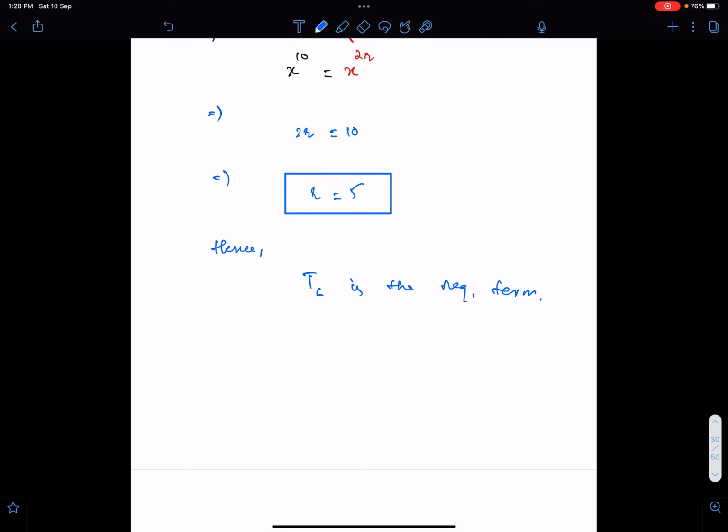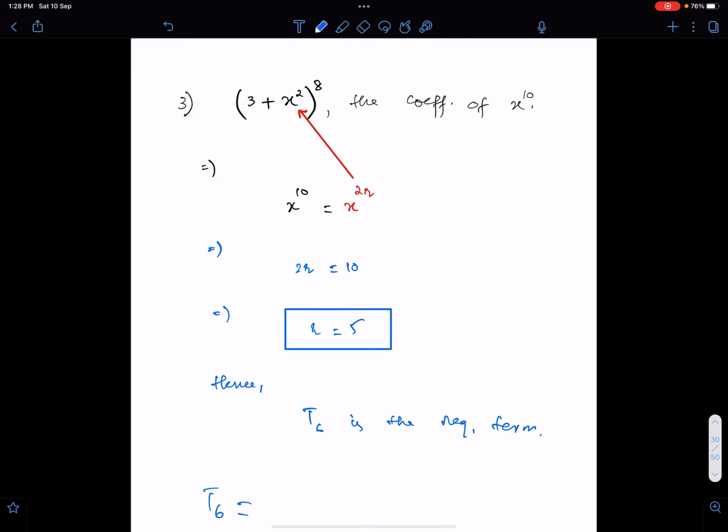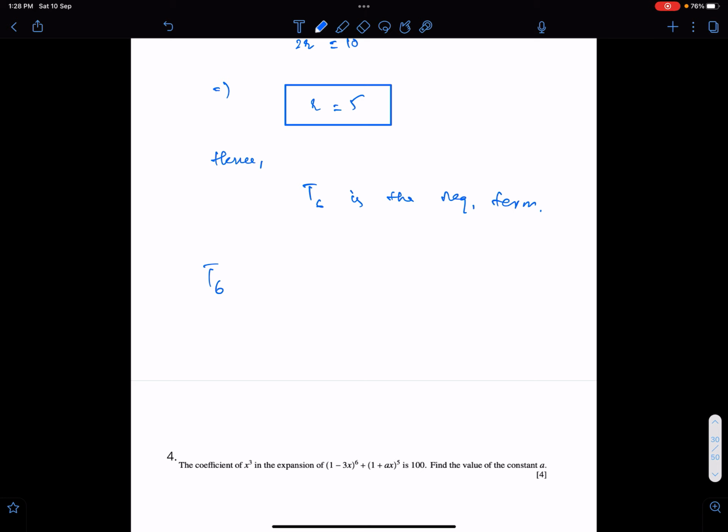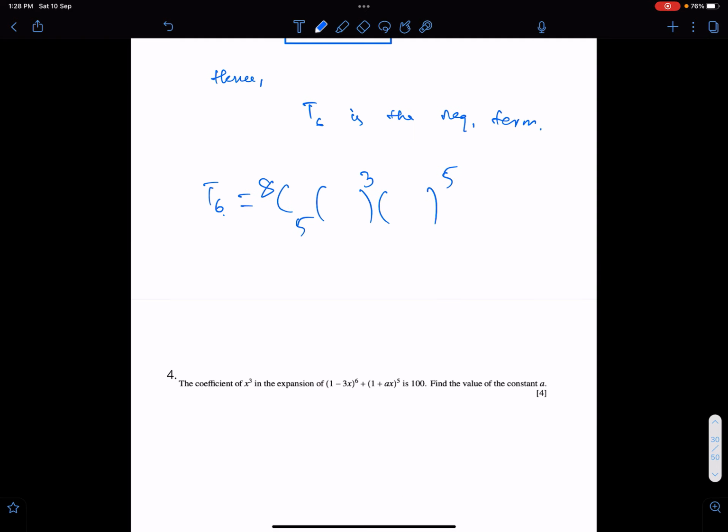So this is the way to find T6. The power of the expansion is 8. Since we have 6 here, so this should be 5. The power of 3 is 8 minus 5, which is 3, and this is 5. The first term is 3 and the second term is x square. You can complete this yourself.